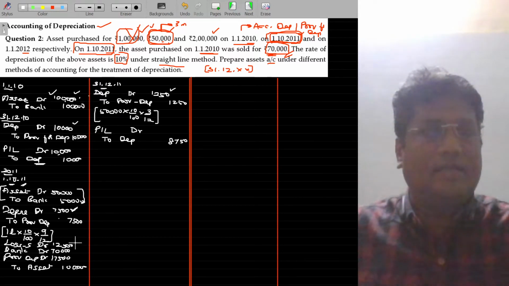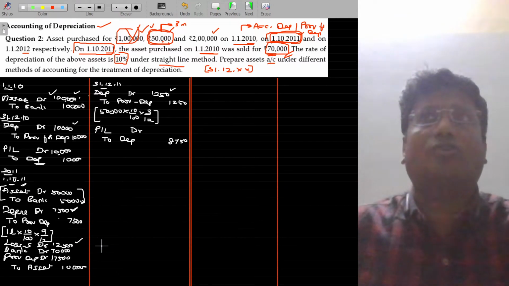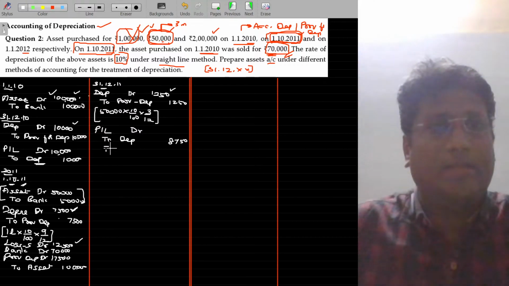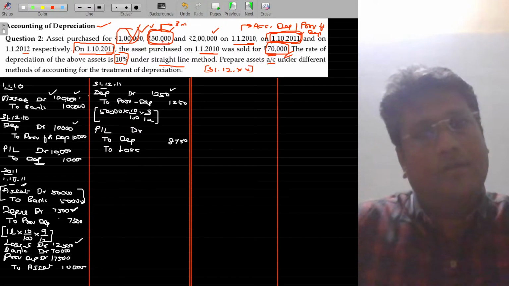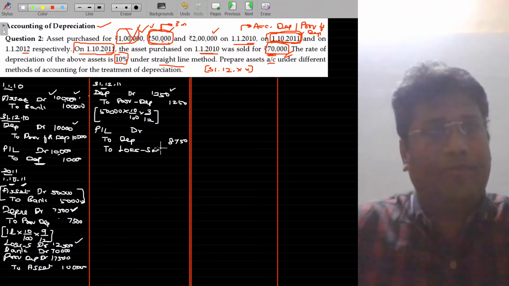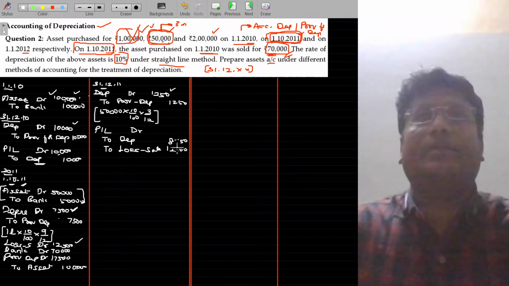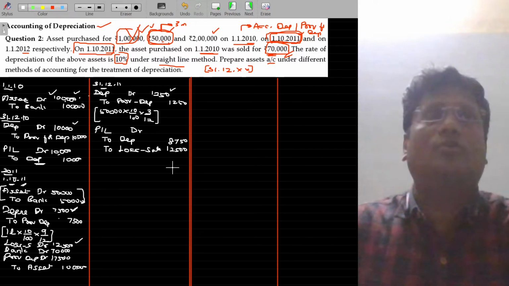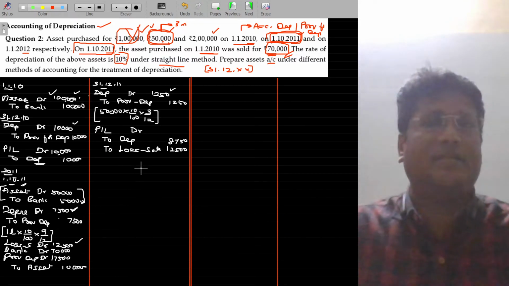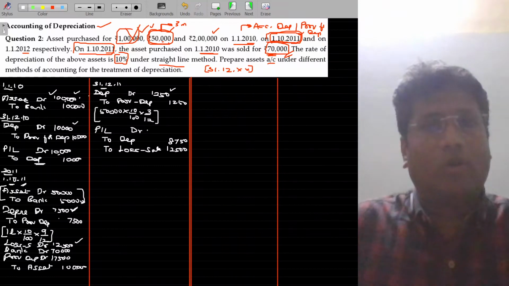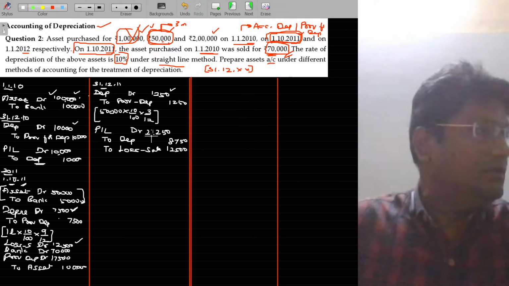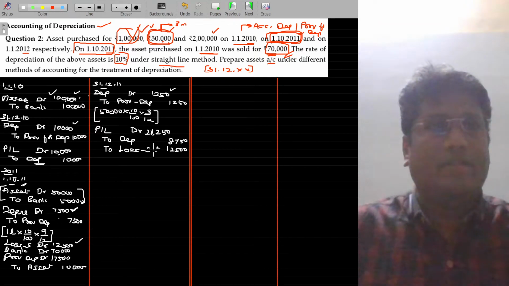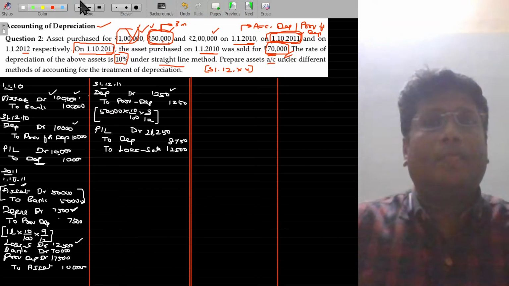And while selling the asset, we faced a loss. That loss should also be transferred to the P&L account. So the entry being to loss on sale. Loss on sale, this value being 12,500. The overall amount debited to the P&L account with respect to the assets, being depreciation of the two assets as well as loss on sale of one of the assets, then the overall value being 21,250. Am I right? Come on, keep posting your answers also to verify the calculation error, if any.